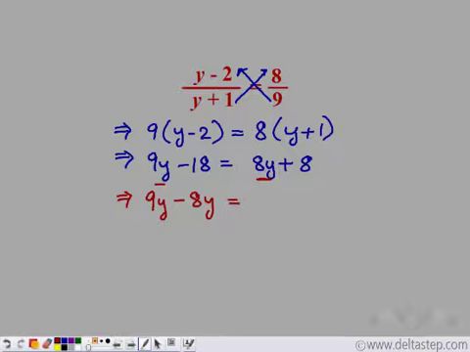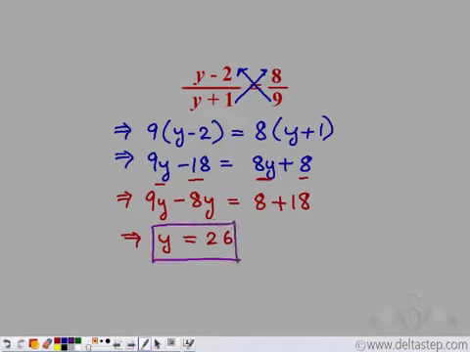We have 8 here. And we have negative 18. We need to take it to the right hand side. So when negative 18 is transposed, it will become plus 18. So we get 9y minus 8y is equal to y, which is equal to 8 plus 18, that is 26. So this is our answer. Y is equal to 26 is the solution of this equation.